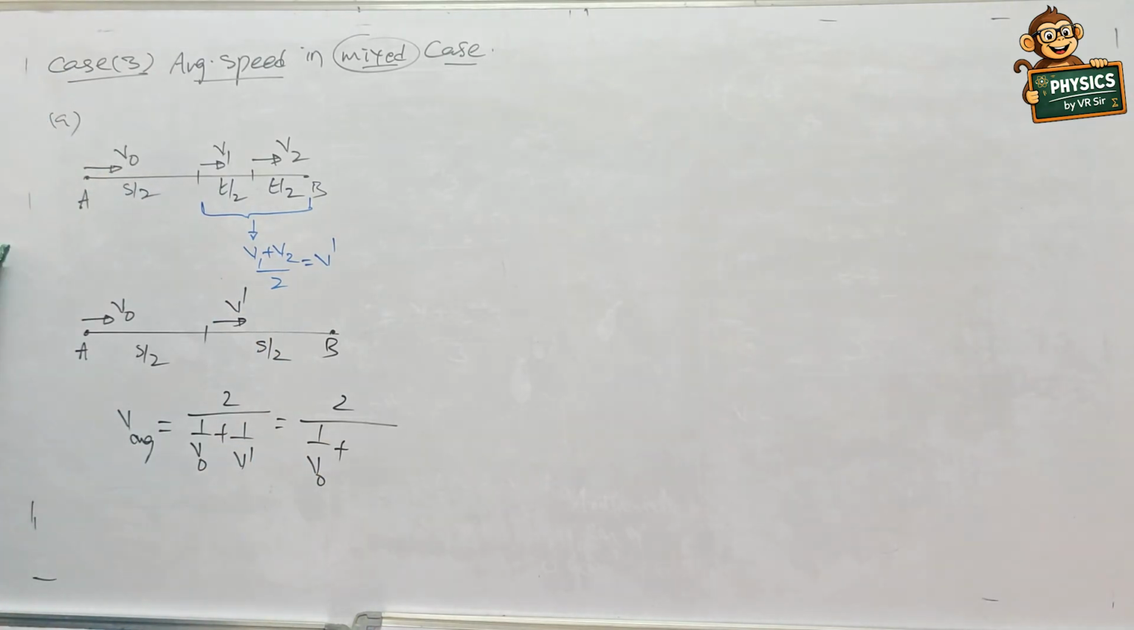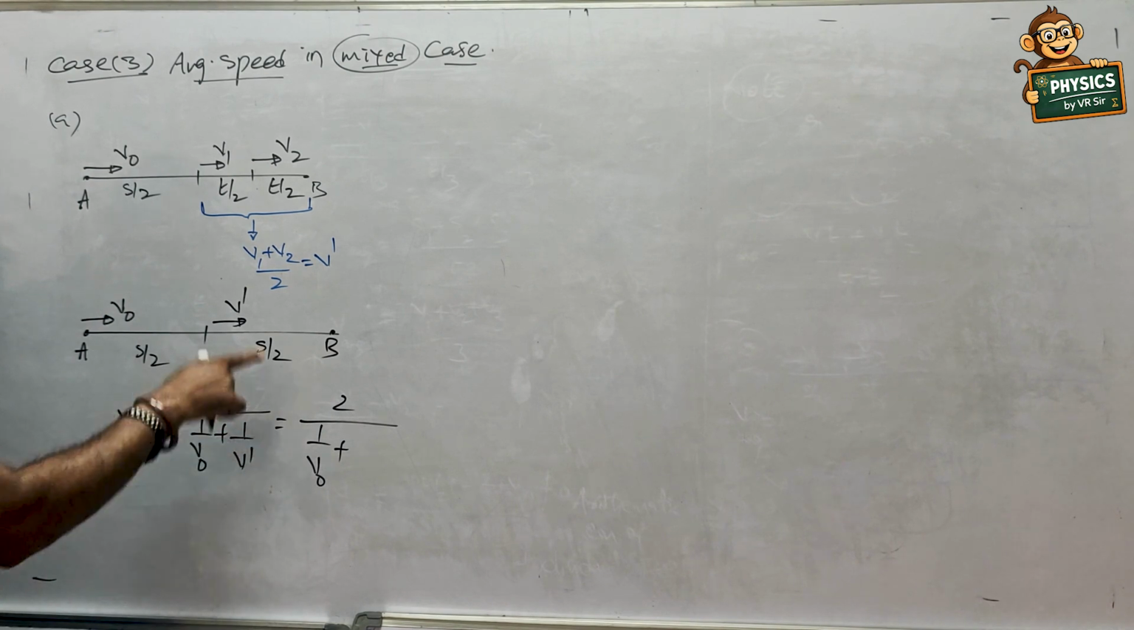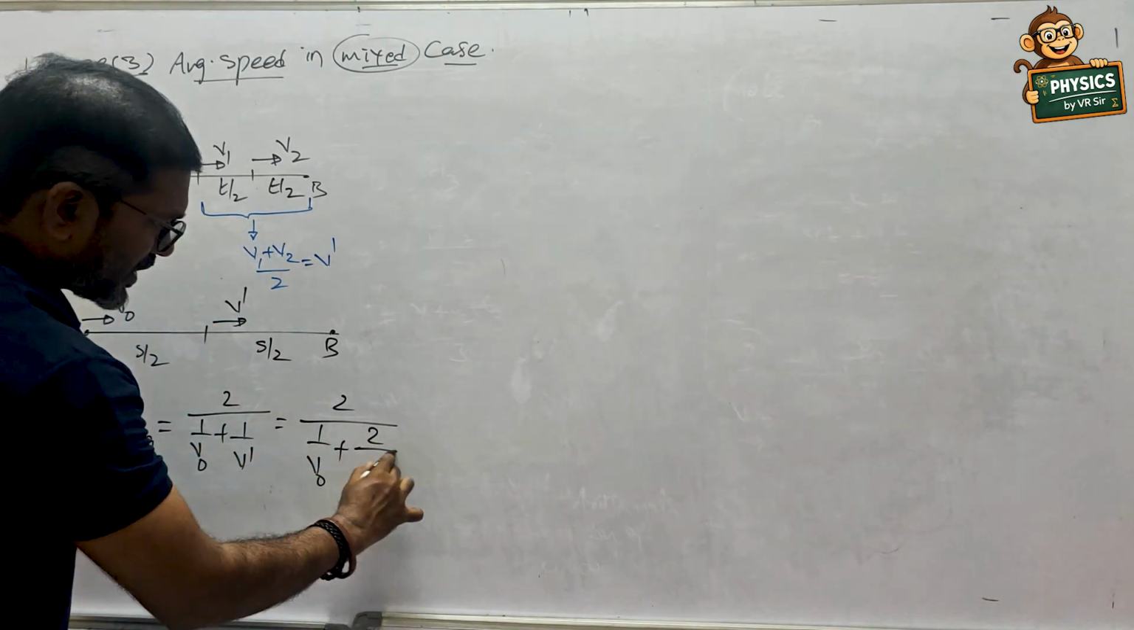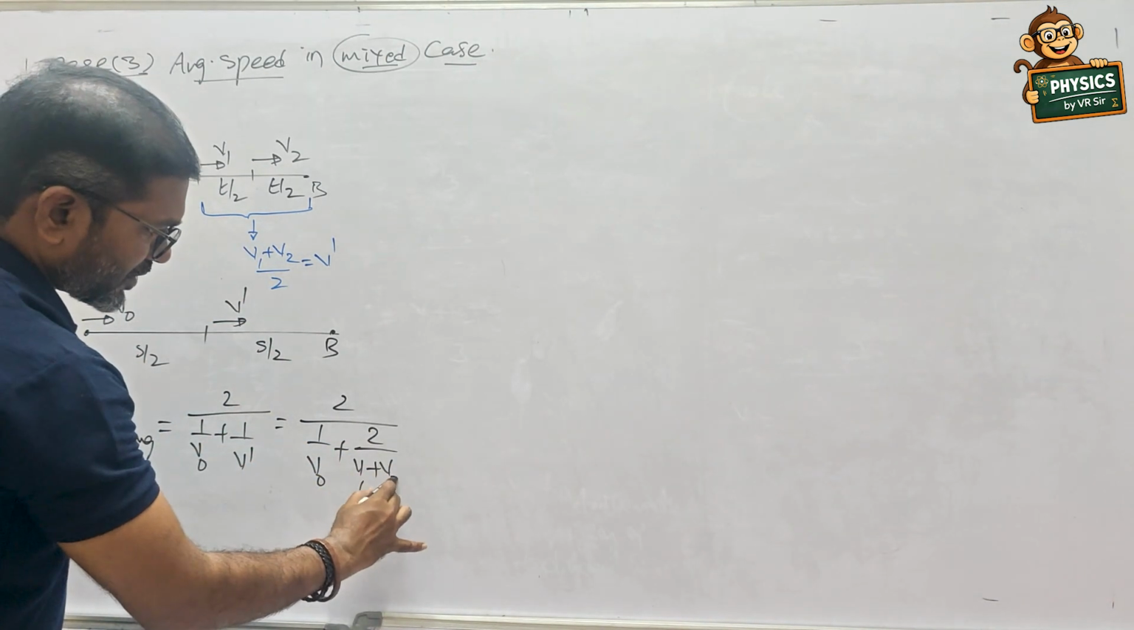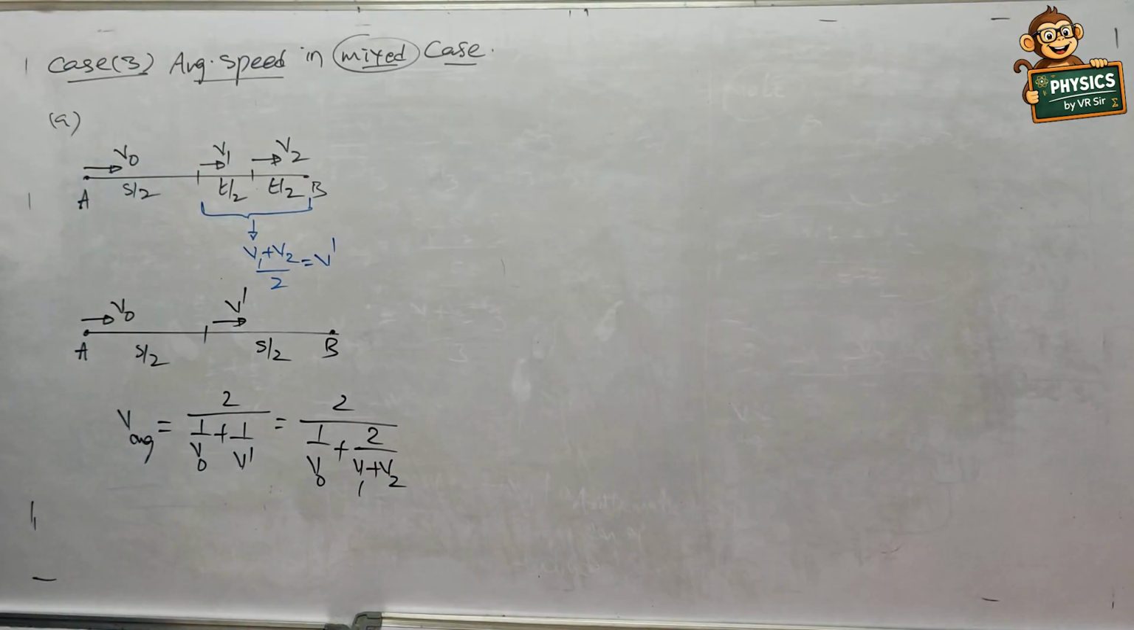Now, to simplify further: 2 divided by (1 by v0 plus 1 by v dash). What about v dash? v dash is (v1 plus v2) by 2. We want 1 by v dash, which means the reciprocal of this. Write it as 2 by (v1 plus v2). That's all. Now you can simplify further.